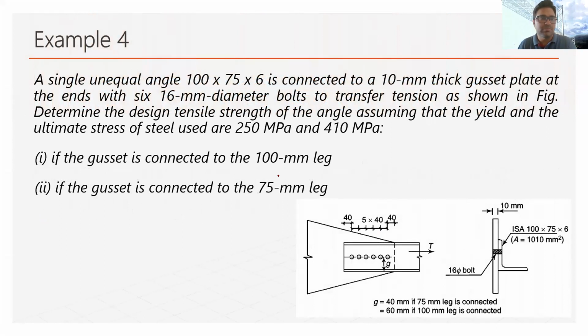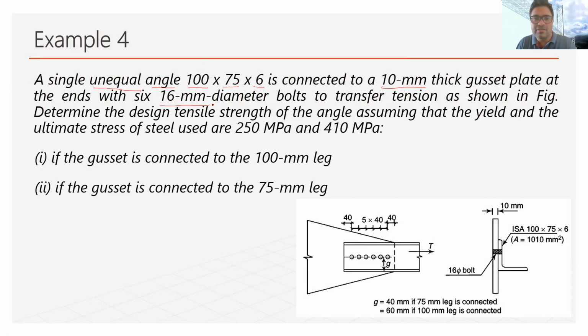So in this problem, it is being mentioned that there is a single unequal angle section. Unequal angle section is called which has different length of the leg. So one leg length is 100 mm, the another leg length is 75 mm, and the thickness of angle will be 6 mm. So it is connected to a 10 mm thick gusset plate at the ends with six 16 mm diameter bolts.